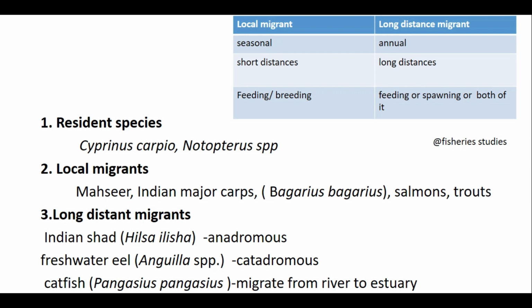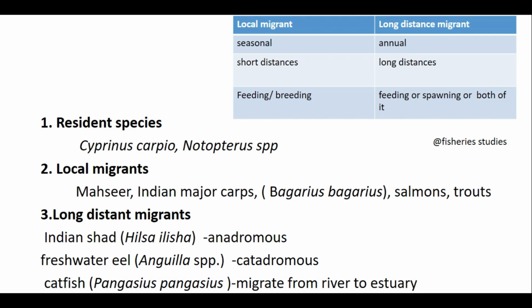Residents, for example Cyprinus, Scorpion, Notopterus. Local migrants are Mahseer, IMC, and Bagarius, salmon and trouts. Long distance migrants, this is more important. Anadromous is Indian shad. Catadromous is freshwater eel. These anadromous and catadromous have been asked in previous year papers, so please don't confuse them. Anadromous is Hilsa, catadromous is eel. Catfish, Pangasius, they migrate from river to estuary.